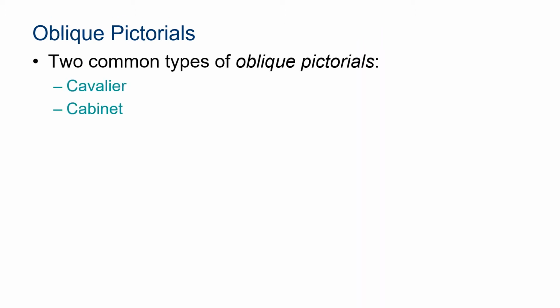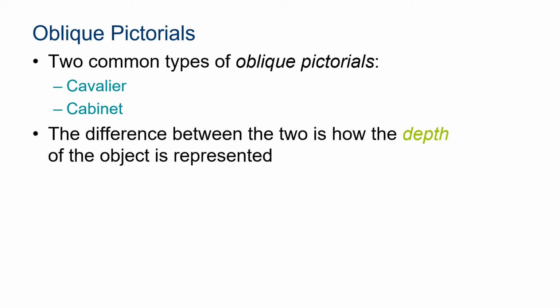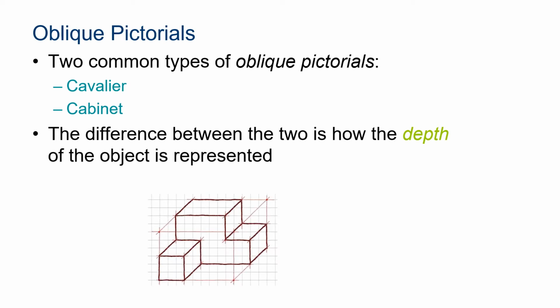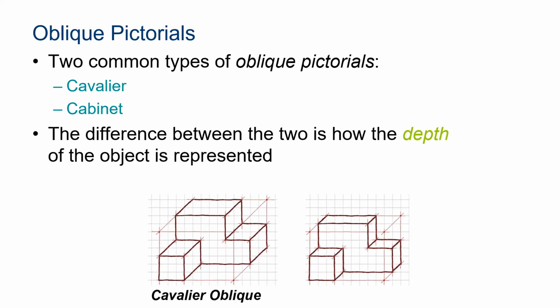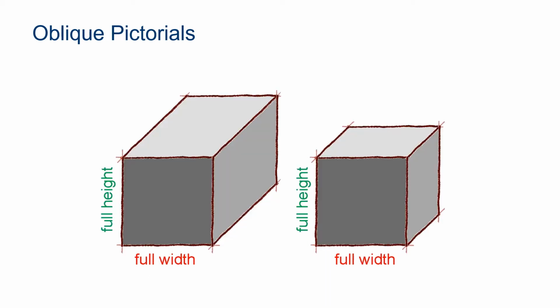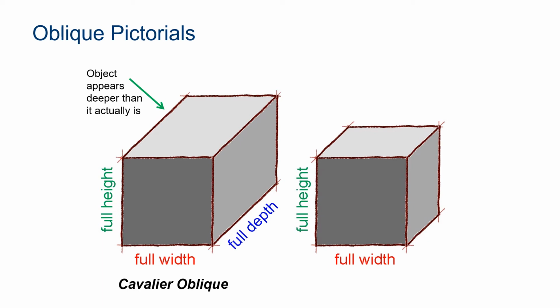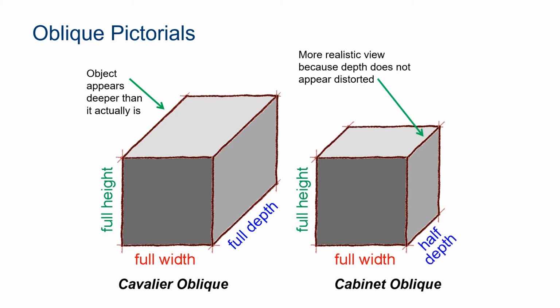So there are two different types of oblique pictorials. There's Cavalier and cabinet. The difference between the two is how the depth of the object is represented. So this is a Cavalier, and in a cabinet, it looks like that. The depth isn't as long, so this is a shorter depth than this one. For Cavalier, you always want to do the full depth. The object appears deeper than it actually is, so it makes your drawings look distorted and really stretched out. To make them look more realistic, you use cabinet and you do half the depth. So it's a more realistic view because the depth does not appear distorted.